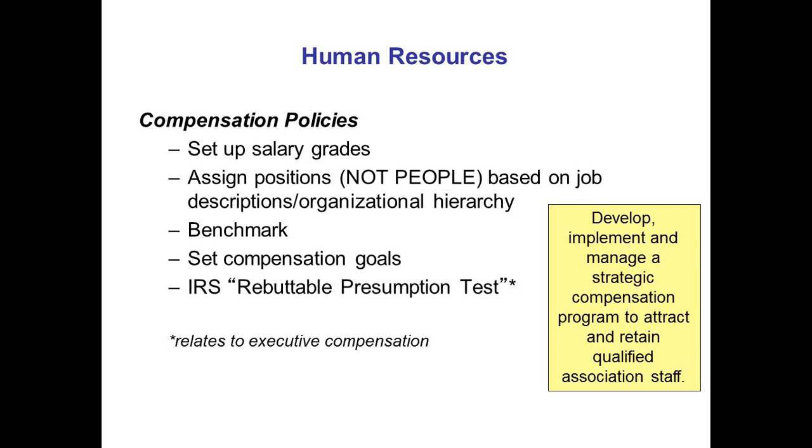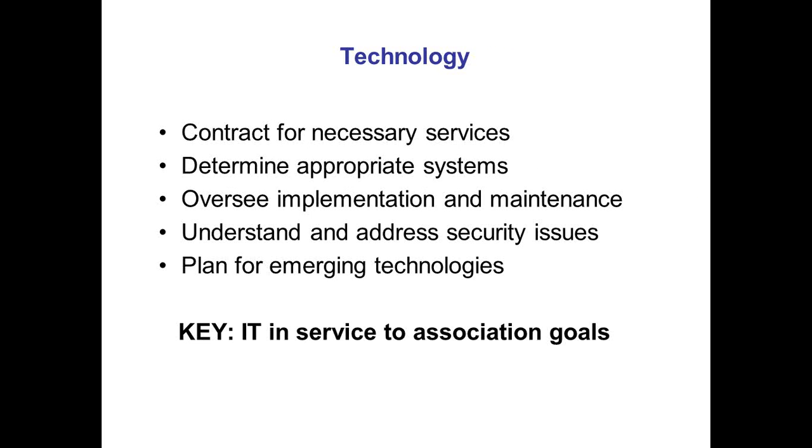One of the key elements: contracts for your necessary services. It's interesting, for some we get into discussions about buy versus build, whether it's on technology or other outsourcing. The mindset that we saw within the literature was a lot of contracting for necessary services, so we put that as the first bullet because it seemed to be a theme. Determine what systems you need, oversee their maintenance, and so on. And then making sure that your plan has a plan for emerging technologies.